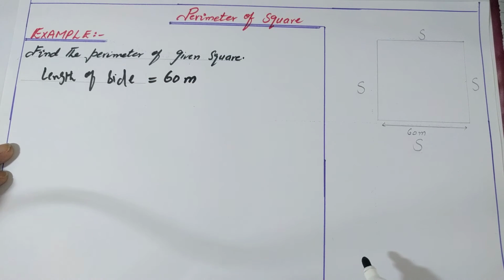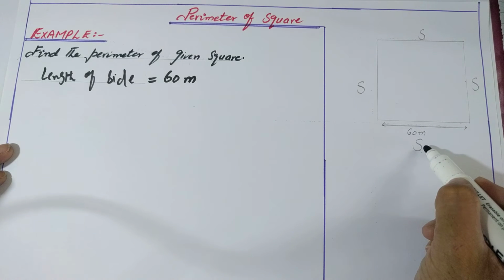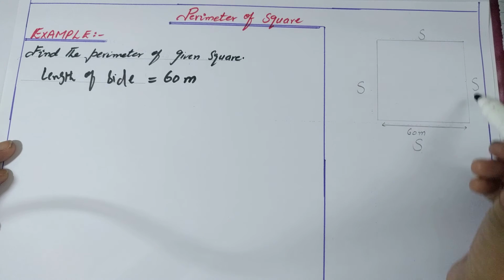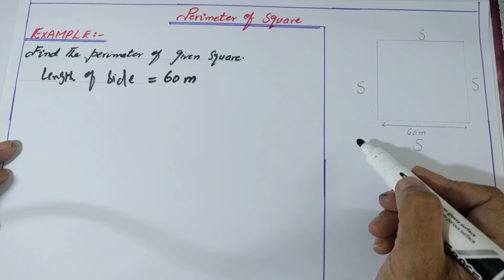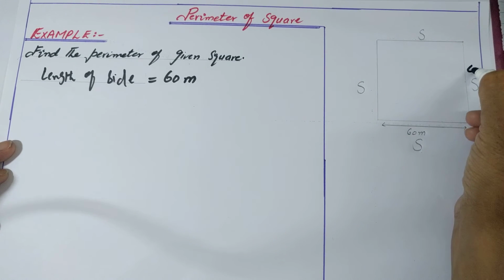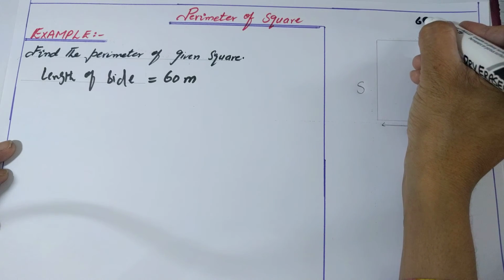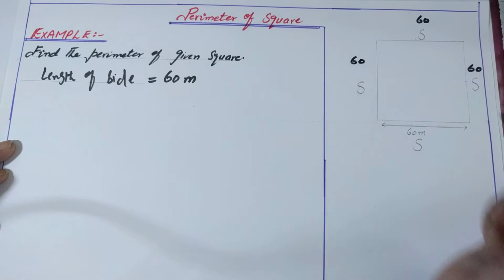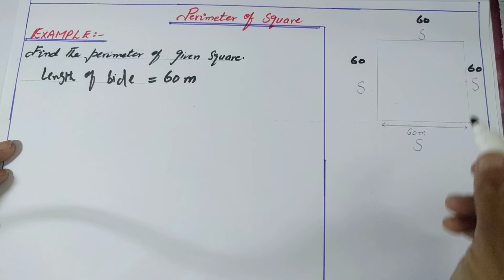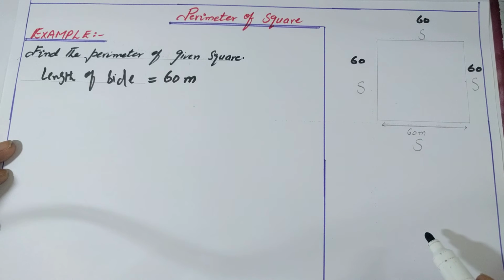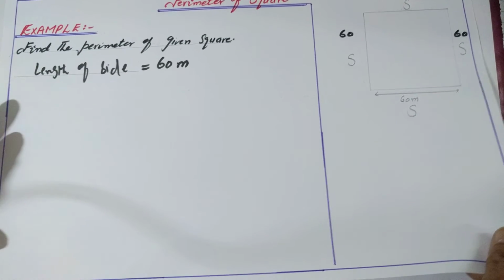You can do it by the two methods as I told you in the previous examples. If one side is given, as all the four sides of the square are equal in length, the other sides will also be equal to 60, 60 and 60. Because all the sides of the square are equal in length. So you can do it by two methods. I will also solve this example by two methods.